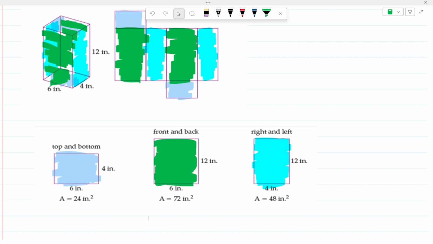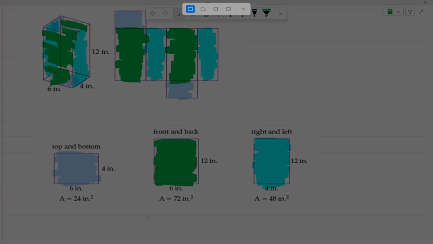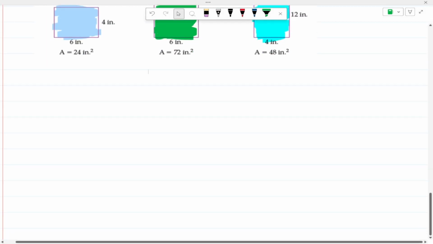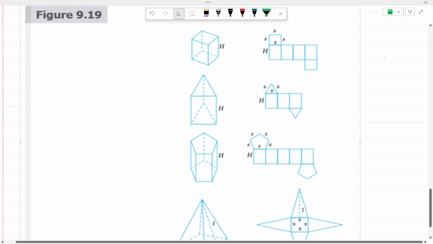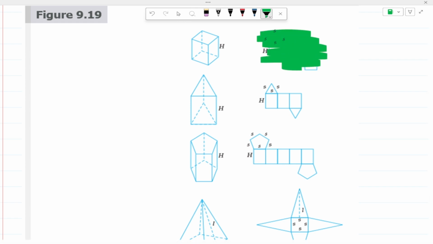All right. So the easiest way to do this is to think of it in terms of separating all these shapes, finding out the individual areas of each face, and then bringing them all together. Now, your book does a really good job, and it gives you a game plan right here. So this is figure 19. As you can see here, they have the shape, and then what it would look like when it's completely separated out, all right? And that's going to really help you out when it comes to taking a 3-dimensional object and creating a 2-dimensional object in its place.